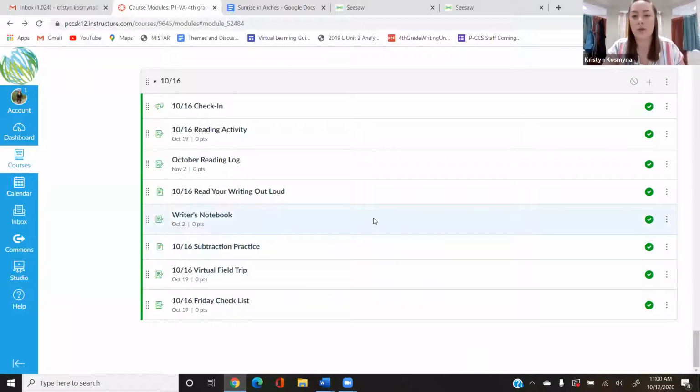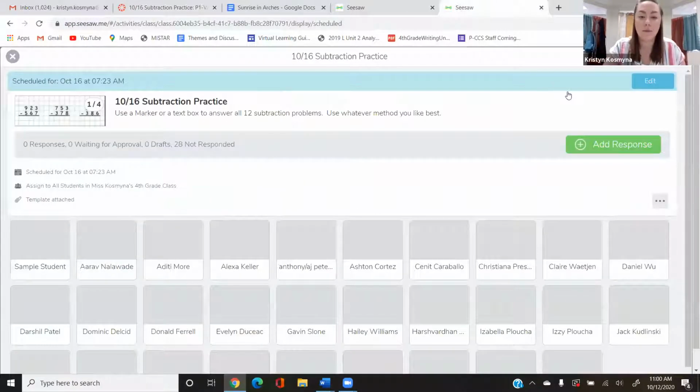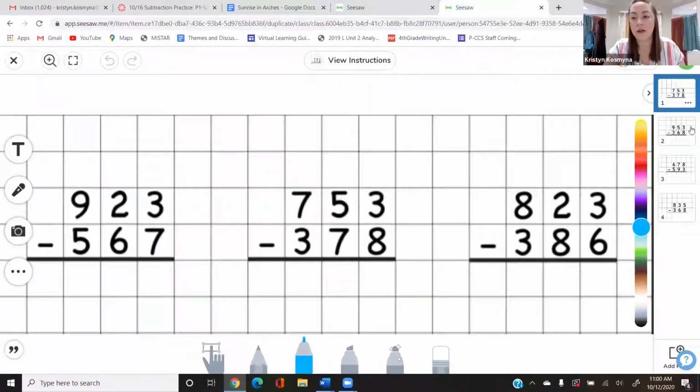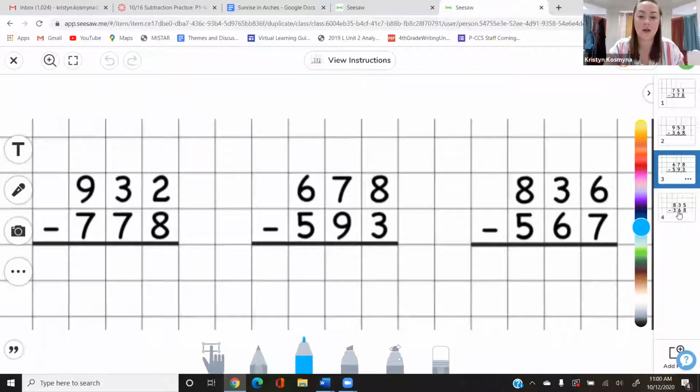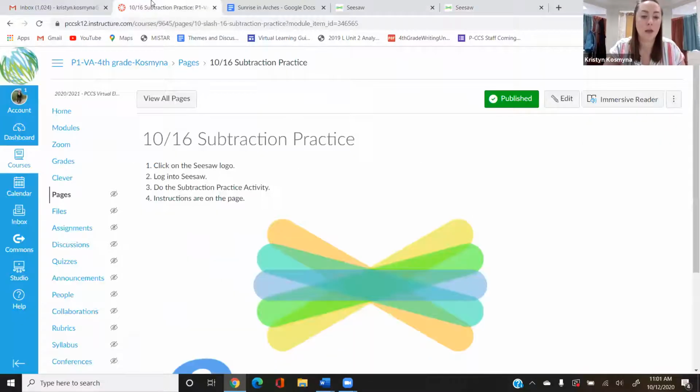We don't usually do word study on Friday, but for math today, we have our subtraction practice. Kind of like our addition practice from yesterday, you're going to go in and do your subtraction. There are 12 problems like yesterday, 3 on each slide. You can use the text box or the marker, whatever is the best way for you to answer them. Then of course, click on the green check mark once you're done. Just make sure you do all 12 problems for me.